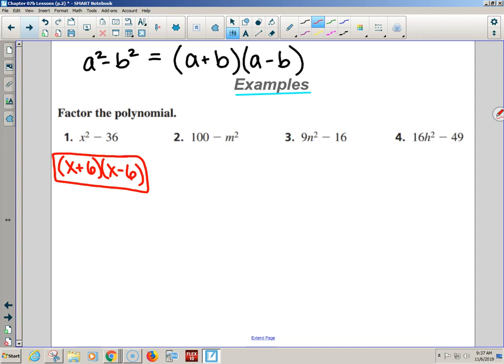Did they figure out what times what is 100? Square root of 100 is? 10. 10 times 10 is 100, right?